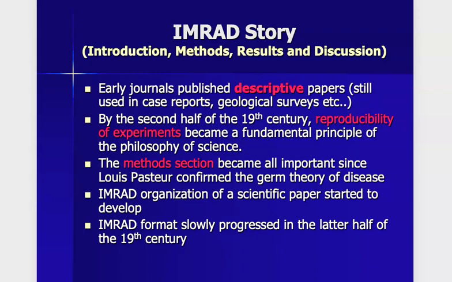Early journals published descriptive papers. Even now, some case reports and geological surveys still publish descriptive papers. By the second half of the 19th century, reproducibility of experiments became a fundamental principle of scientific results. The methods section became all-important after Louis Pasteur confirmed the germ theory of disease. The IMRAD organization of the scientific paper started to develop and slowly progressed in the latter half of the 19th century, and it is the most preferred format of the research paper in most scientific journals.